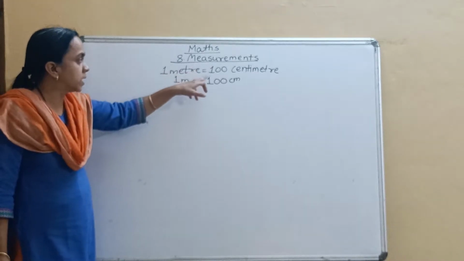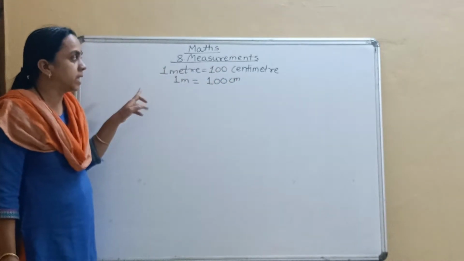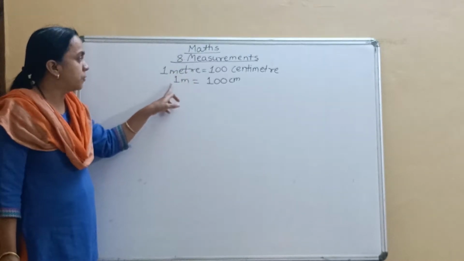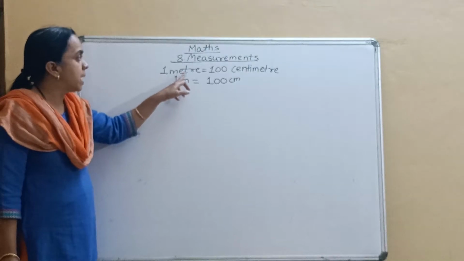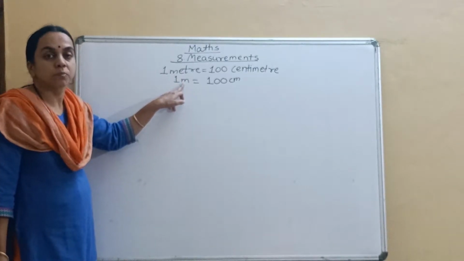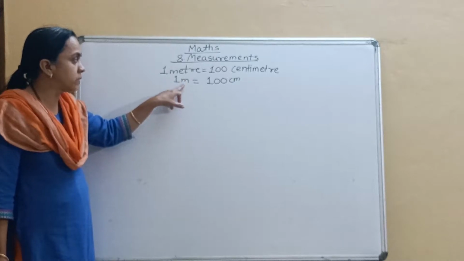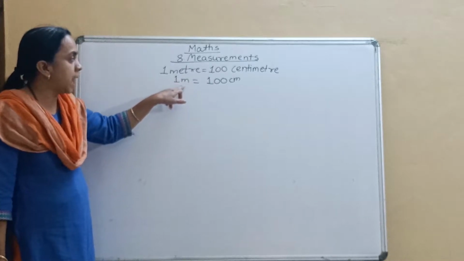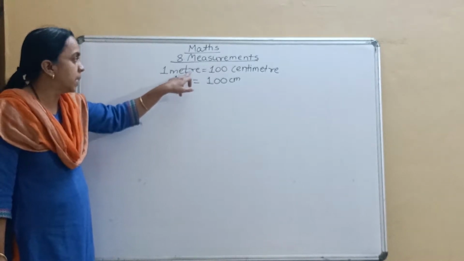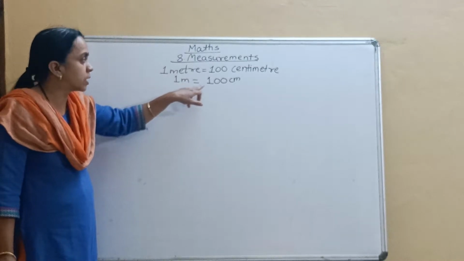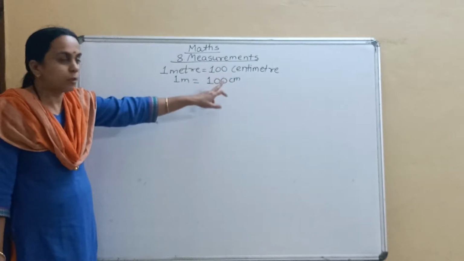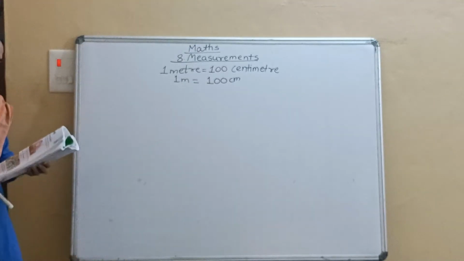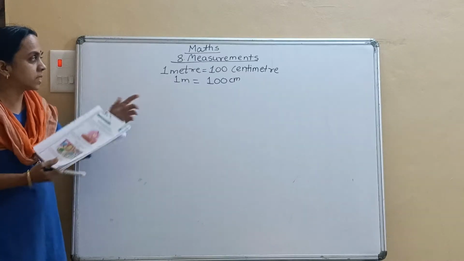See, 1 meter equal to how much? 100 centimeter. 100 centimeter equal to what? 1 meter. And every time we write meter like this, small m. Small m means what every time? The meaning of small m is meter. 1 m means what? 1 meter. 1 meter equal to 100 centimeter. 100 centimeter equal to 1 meter. So this is a very important unit.